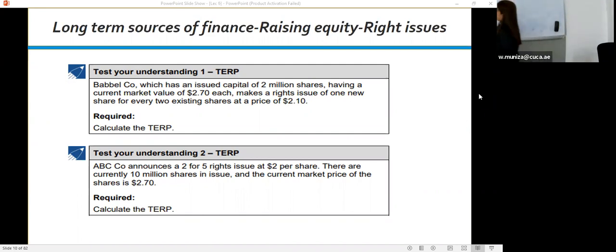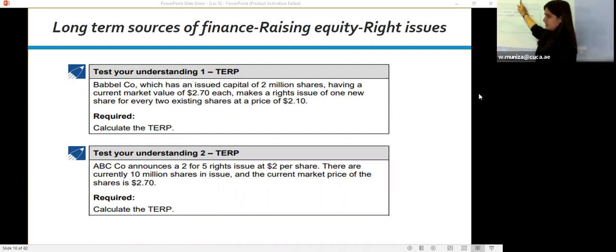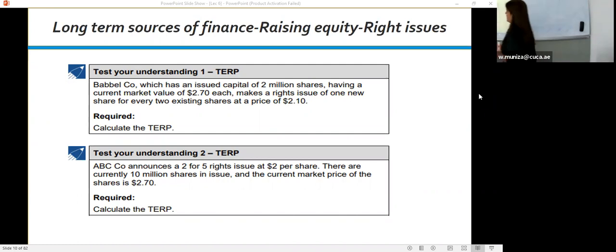Look, the formula is the market value of the existing shares plus the proceeds from the new right issue, divided by the total number of shares now. Okay, now students, understanding number two. Again, you are required to calculate theoretical ex-rights price. ABC announces a 2-for-5 right issue at $2 per share. So now the proportion of the shares being offered is 2-for-5 and the right issue price is $2 per share.